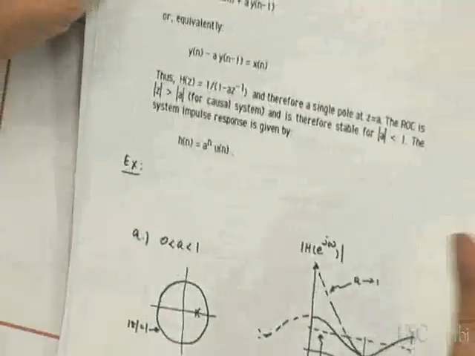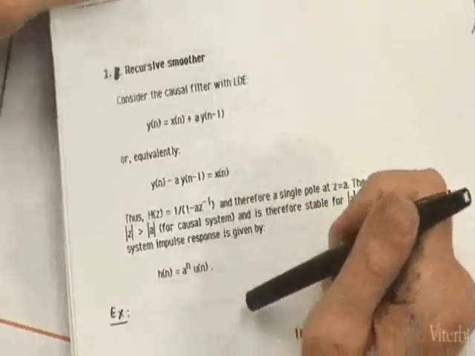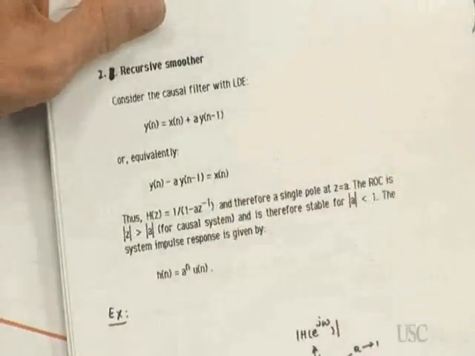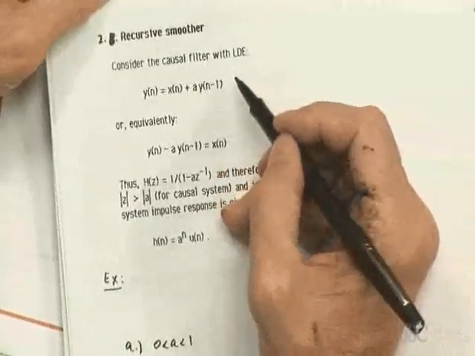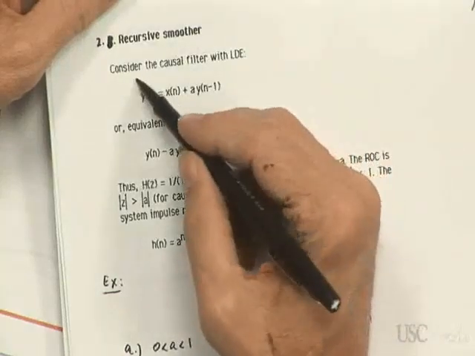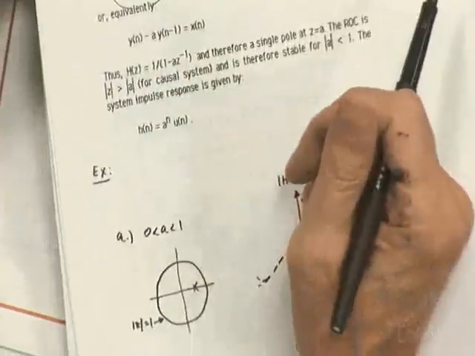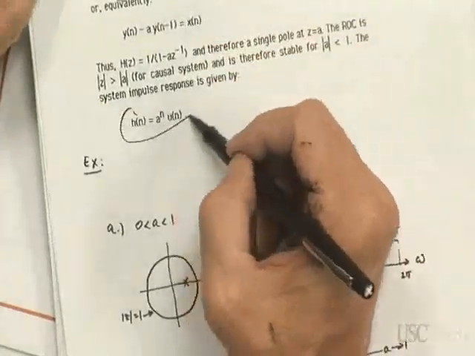I have stuffed this in here. One more minute. Recursive smoother. Here is a different approach to low-pass filtering, and we've already talked about it, so I can finish this example, and we'll start next time. In this example, this is also a low-pass filter, but the difference equation here is very simple. We already know, assuming it's causal, what the impulse response is.